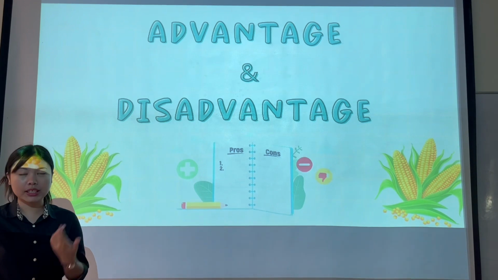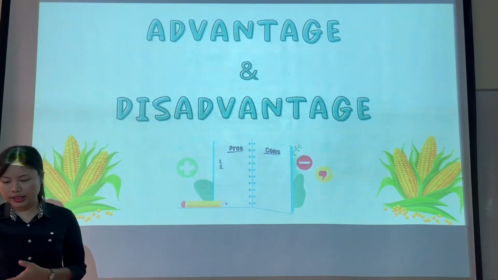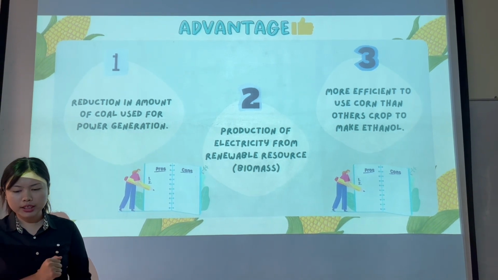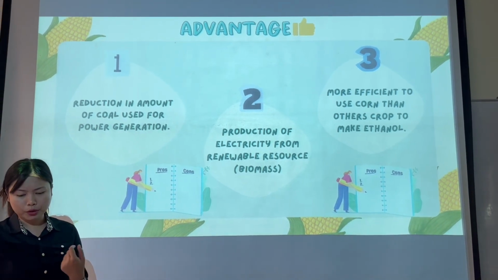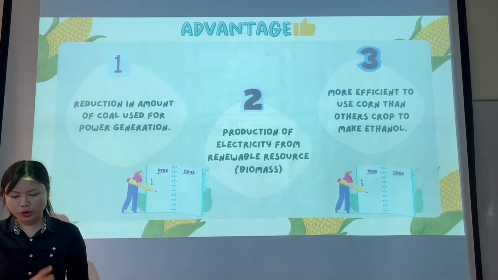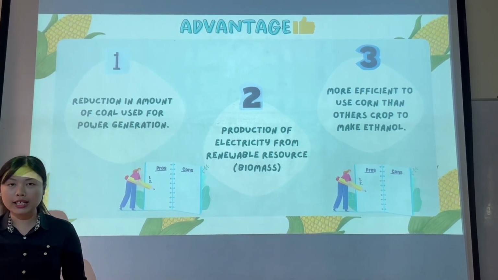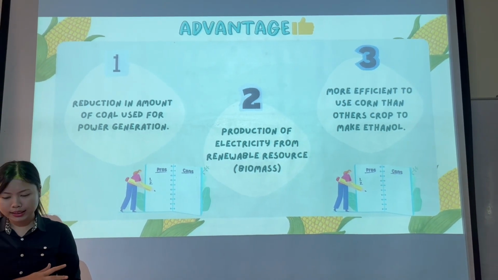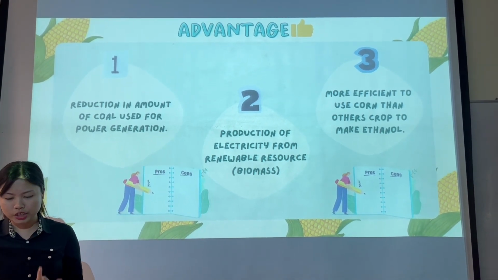Next, I will present the advantages and disadvantages. The first one, advantages: reduction in the amount of coal used for power generation, lessening the environmental effect of coal burning, and enhancing the air quality, reducing health risks, and climate change mitigation.